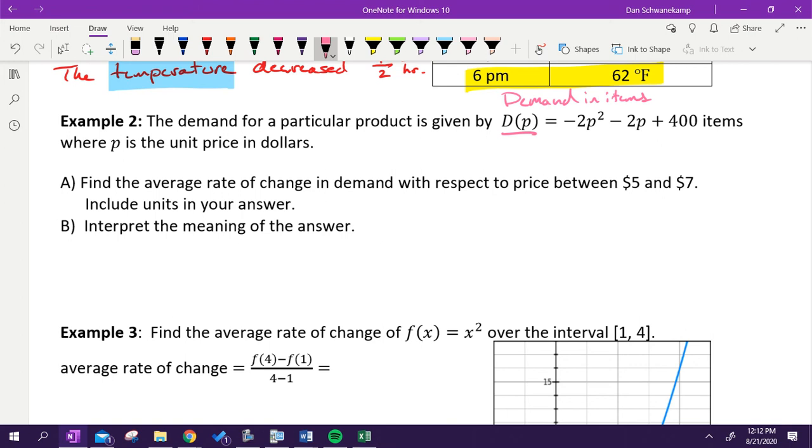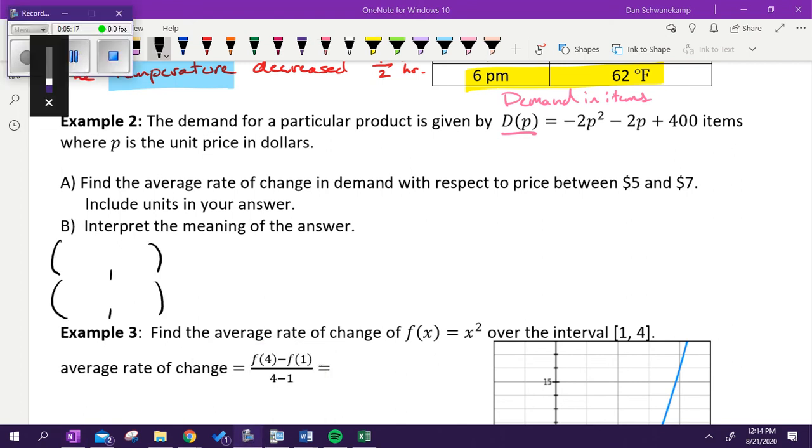Letter A says find the average rate of change in demand with respect to the price between $5 and $7. Include units. Do it. Average rate of change in demand. Think about what you need, set it up with your neighbor, get an answer with units. Go. All right, let's look.